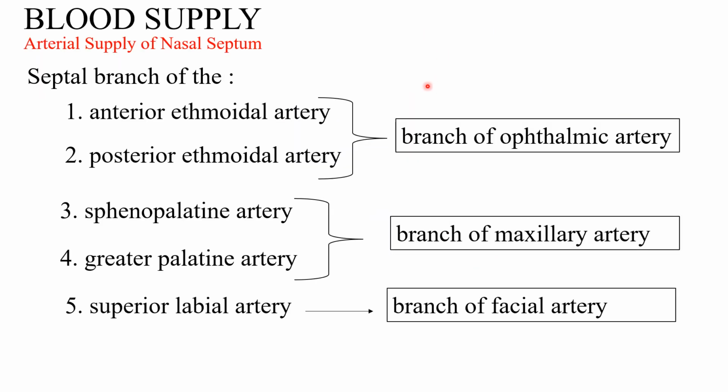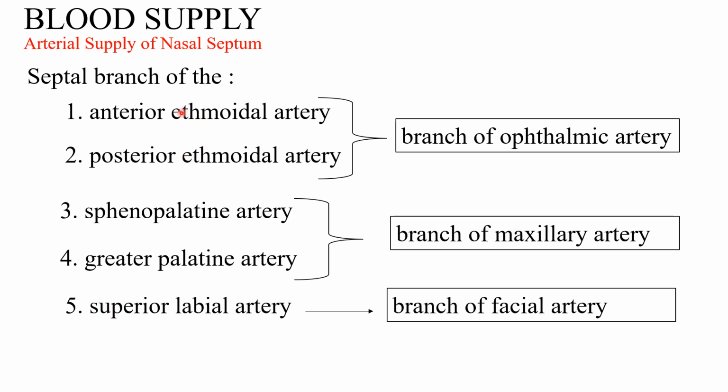Now the most important thing, the blood supply. Let's talk about the arterial supply of nasal septum. So these 5 are the arteries. Let's first learn the name. Septal branch of the anterior ethmoidal artery, septal branch of posterior ethmoidal artery, septal branch of sphenopalatine artery, septal branch of greater palatine artery, and septal branch of superior labial artery.